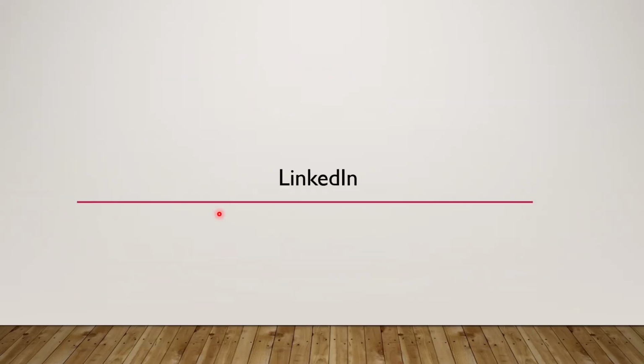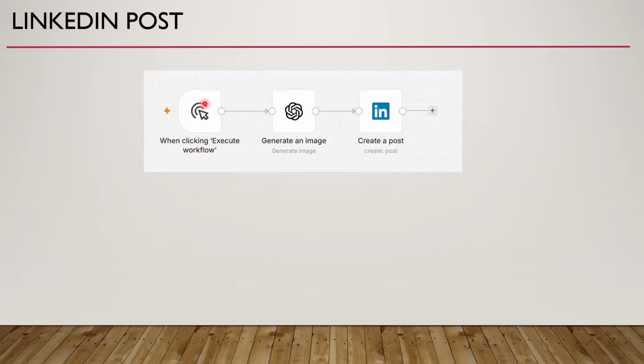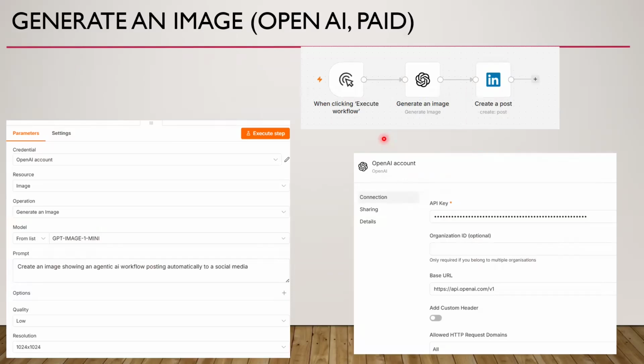Then let us see how to post on LinkedIn. So this is a very short workflow. We have a trigger here, and then we need to generate an image, and then we need to create a text of the post and combine it with this image, and the post is then live on LinkedIn. So this part, generate image, is actually paid, whereas this LinkedIn part is free.